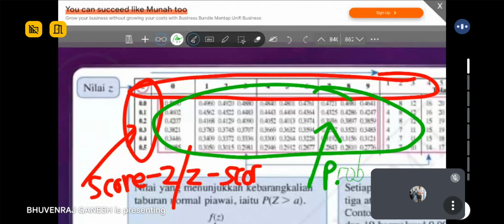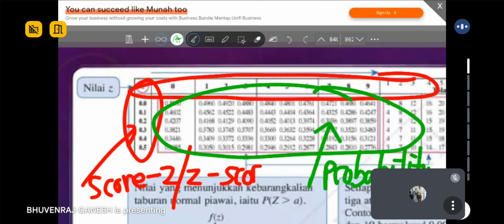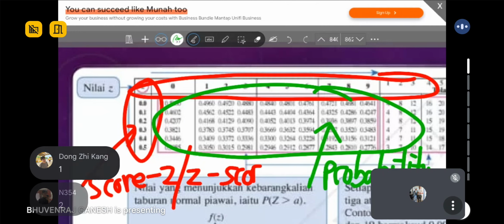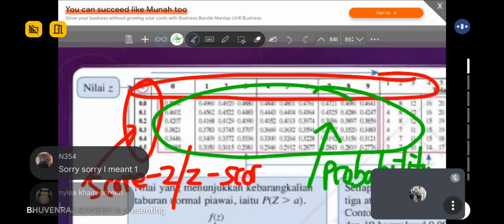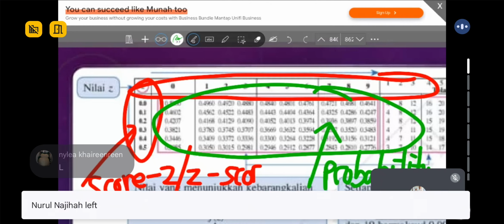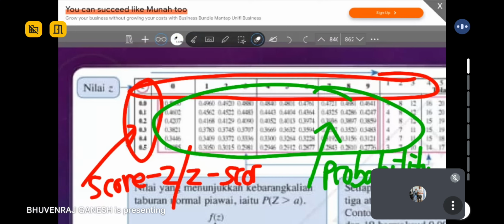So jangan confuse guys. Banyak orang confuse dan dapat salah kat sini sebab dia tertukar antara dua-dua ni. Okay, so yang kat dalam banyak tu probability. Yang kat tepi dan atas skor Z. Clear? One or two guys so far? Kita ada code. Kalau satu maksudnya kamu faham. Dua maksudnya tak faham. One is understand, two is don't understand. So if you understand type 1, don't understand type 2. Okay, N354. May I know what is your question? Apa soalan kamu? Okay, bagus. Majority. Oh, you meant one. Jangan tersilap guys. Kalau kamu typo, saya akan tanya apa soalan kamu. Okay, very good.